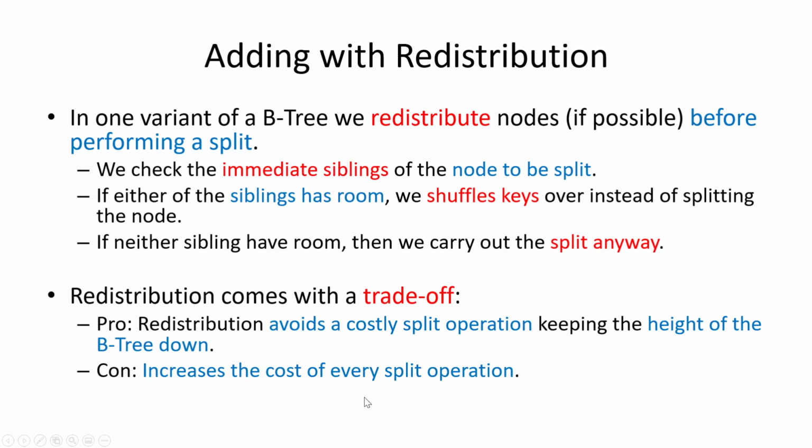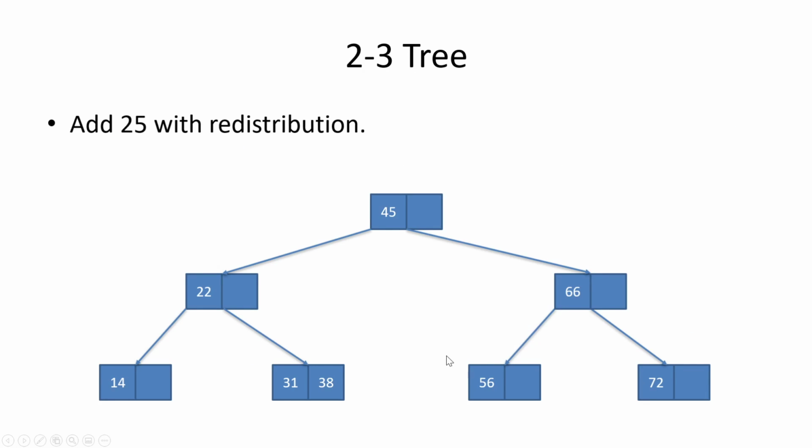And so every split then becomes more costly. It was already a costly operation. Now it's becoming more costly because we're checking for redistribution beforehand. Again, it's a trade-off because maybe we avoid more of them. Well, it's a trade-off, so you have to see when you're working with B trees if that's something you want to use or not. Let's see how redistribution works now with our current tree.